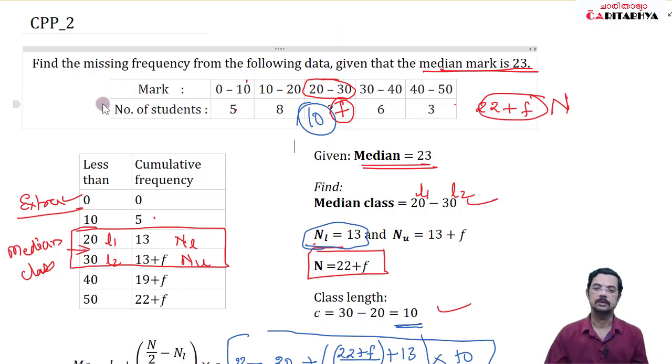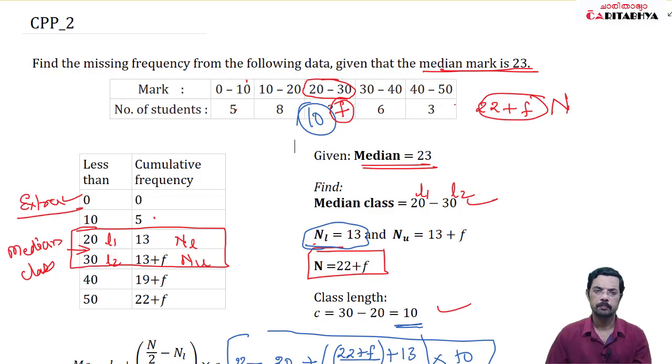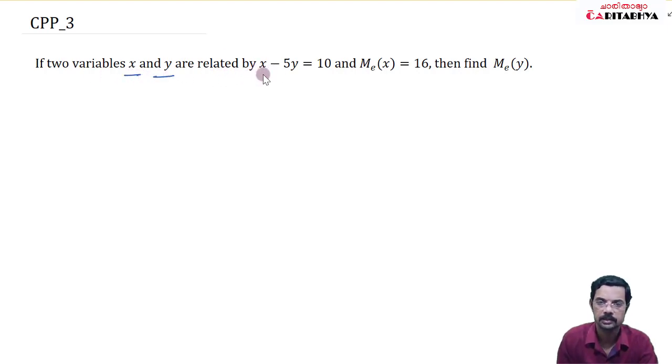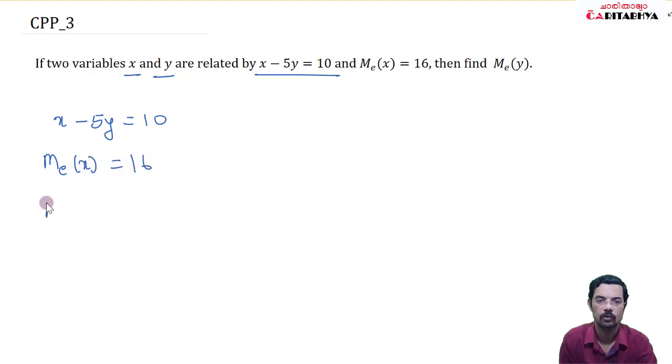Now we have discussed properties of median. So one question based on the property of change in scale and origin. Now here we have the relation between x and y as x minus 5y equal to 10. So we will write that relation here: x minus 5y equal to 10, and we already have the median of x. Median of x is given to you as 16. We need to find out median of y.